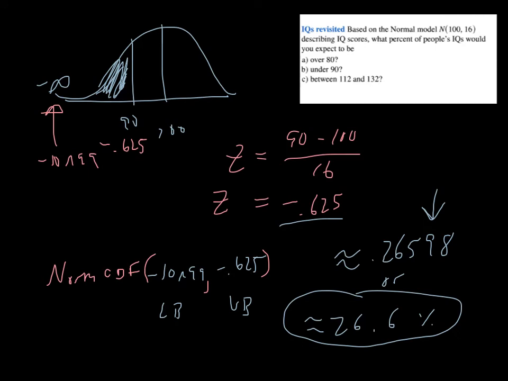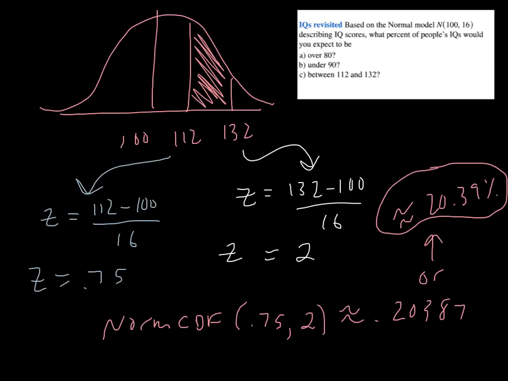I get approximately 0.26598, or rounded to the nearest hundredth of a percent, right? At the fourth decimal place, because 8 is bigger than 5, I'm going to round the 9 up to a 0, so that's approximately 26.6%, which seems reasonable with respect to our picture. Last one, between 112 and 132.